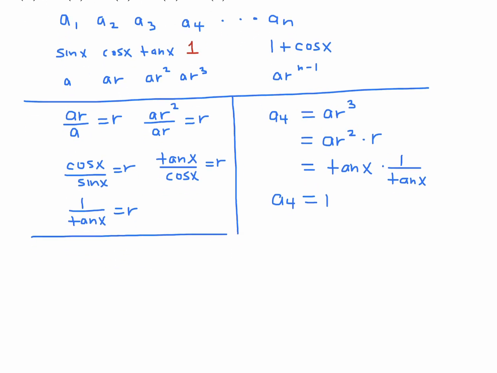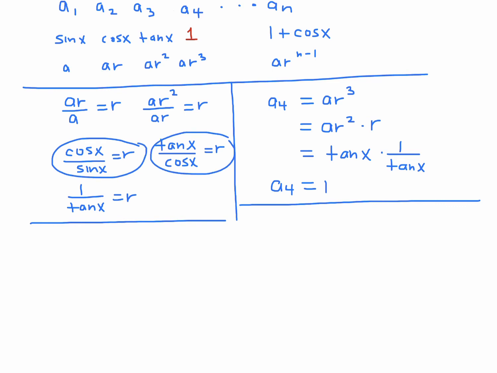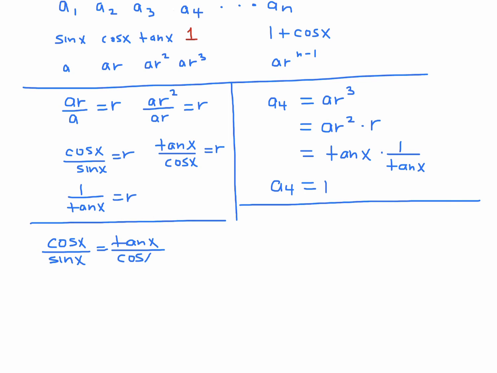Okay, so now we can move forward with this question and try to figure out when the term is going to be 1 plus cos x, for what value of n. Well, we got this to be r, we got that to be r, so let us set them equal to each other. If we do, we get cos x over sin x is equal to tan x over cos x. Now this is just cos x, and I can multiply that by sin x over cos x, and tan of course is just sin x over cos x, like that. Then I can bring all the cosines over, and this becomes cos cubed x equals sin squared x.